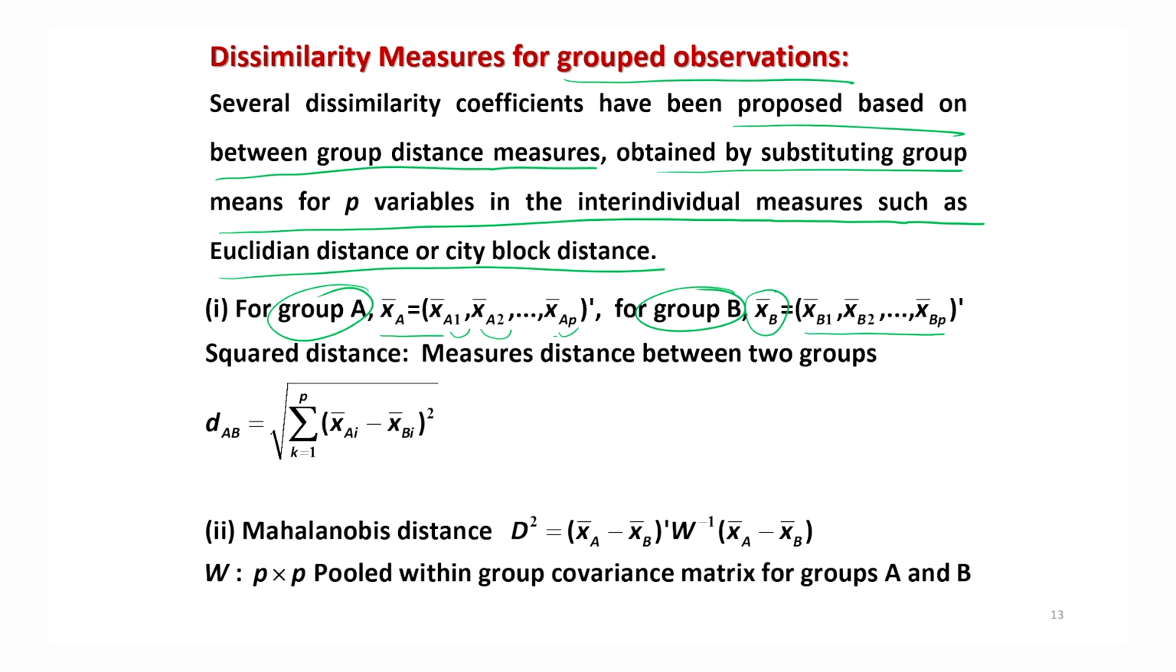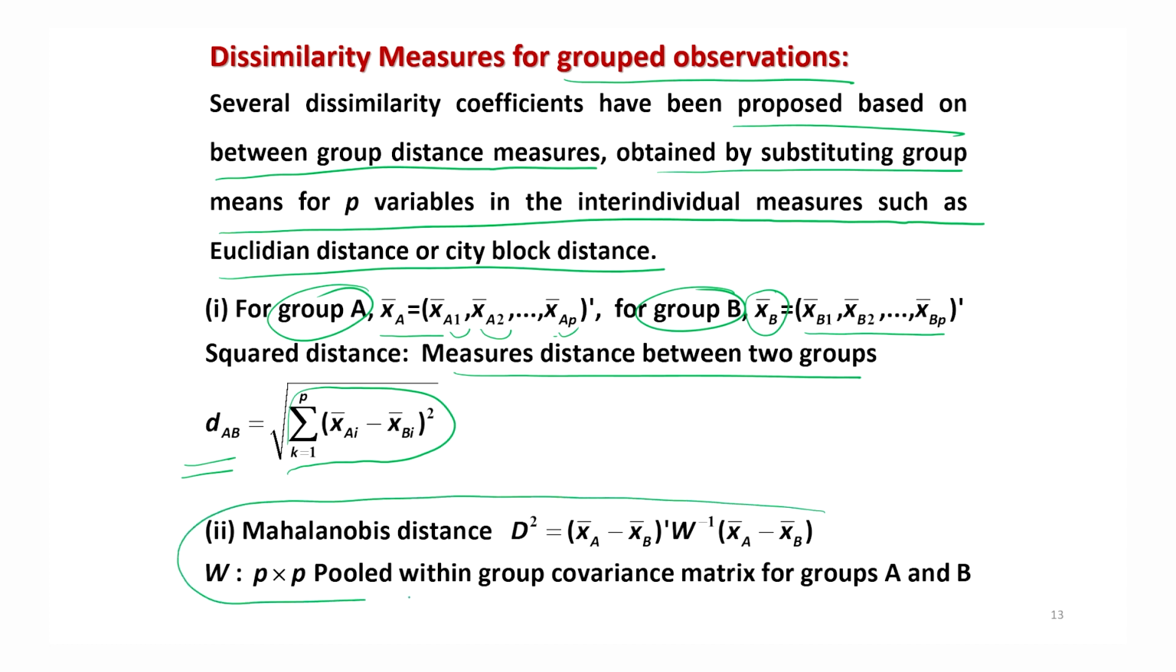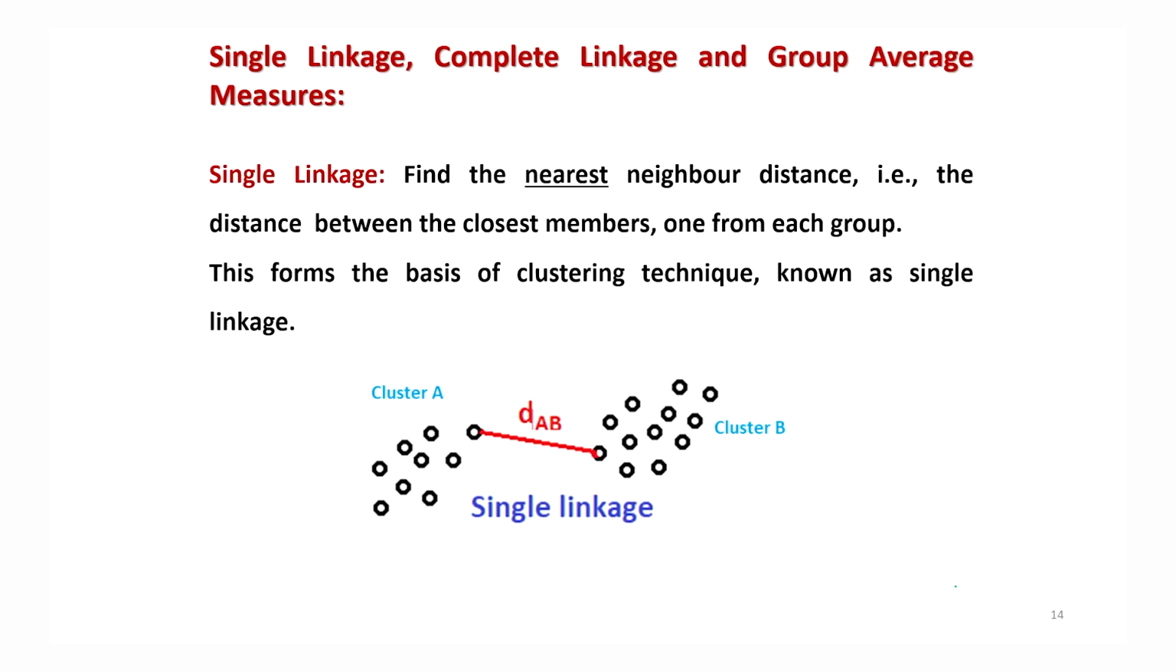And then we try to find the squared distance, which measures the distance between two groups, like this. So DAB is the square root of the sum over k from 1 to p of (x bar Ak minus x bar Bk) squared. So if you try to see, first we are grouping the observations and then we are finding the distance, right? Similarly, there is another option here, which is the Mahalanobis distance, given by d square equal to (x bar A minus x bar B) transpose W inverse (x bar A minus x bar B), where W is the p cross p pooled within-group covariance matrix for the groups A and B, right?